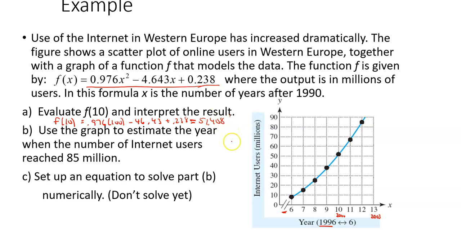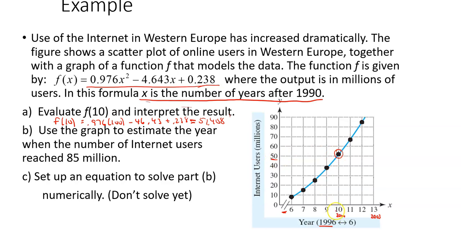What does that mean? Well, if the function tells me the number of millions of users, then 10 years after 1990, right? It says x is the number of years after 1990. So 10 years after 1990, there were 51.4 million users. So 10 years after 1990, another way is saying 2000. So here we are in 2000. Is it reasonable that the answer is 51.408? Yeah, right? Because here's 50. A little above 50, that's what I get.